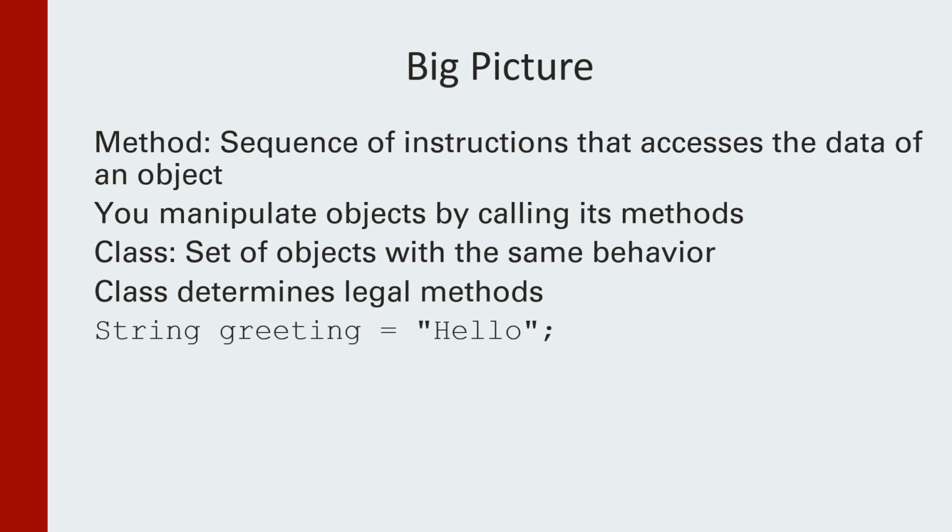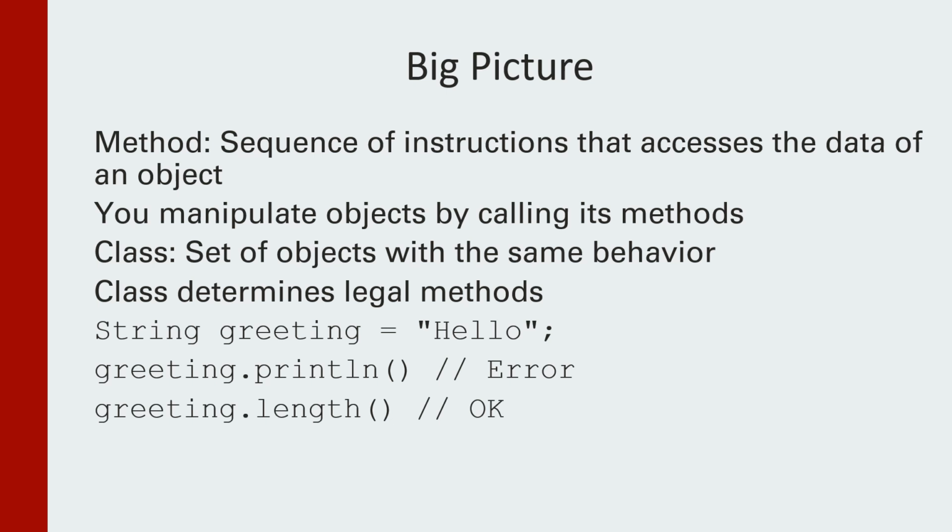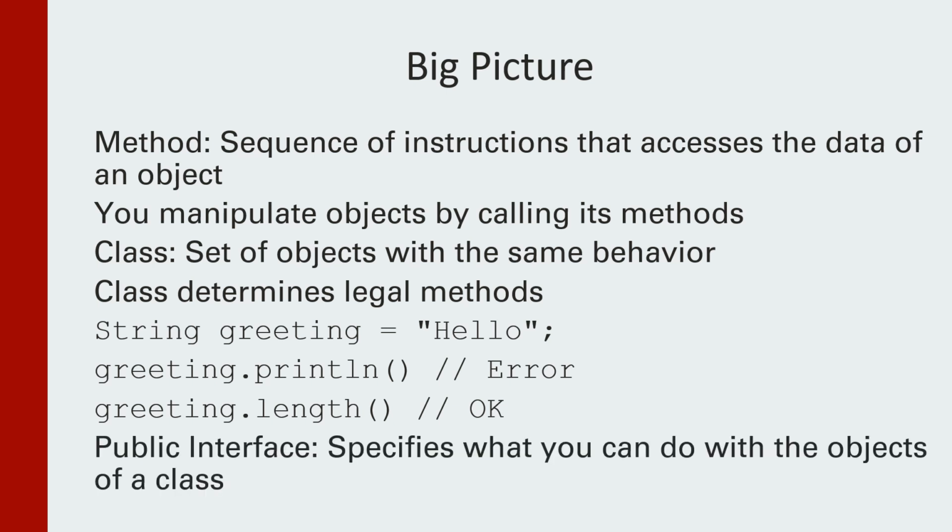So for example, a string, let's say greeting is "hello", you can't do greeting.println because println is not associated to a string. You can, however, ask for greeting.length because length is a method that's associated with the class string, so a string object can call it and it will return something to you. So basically that public interface specifies what you can do with the objects of a class.